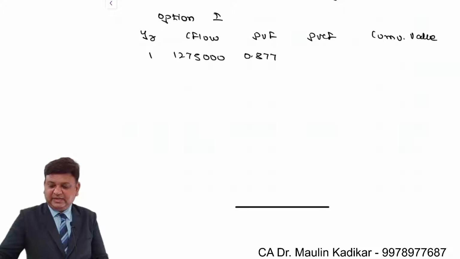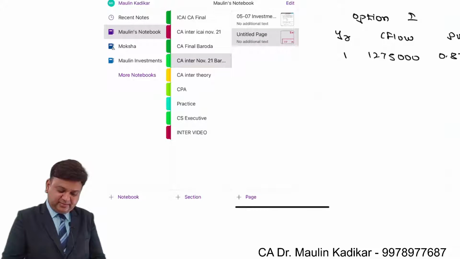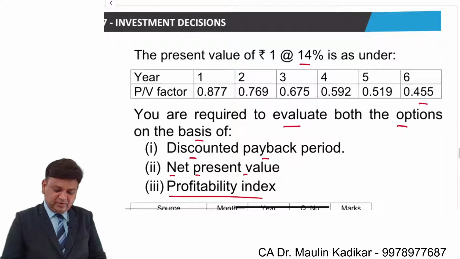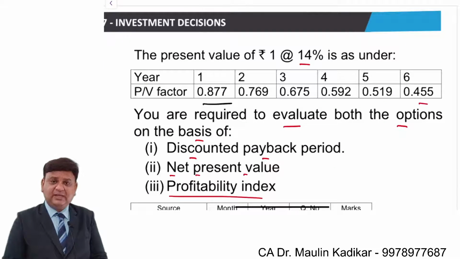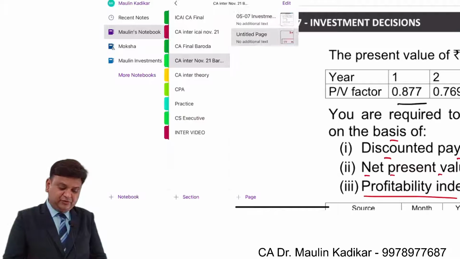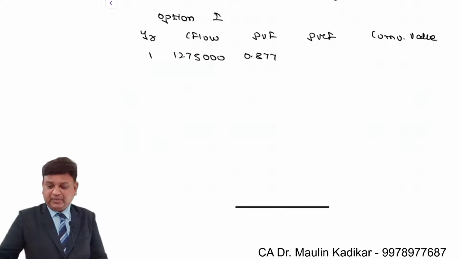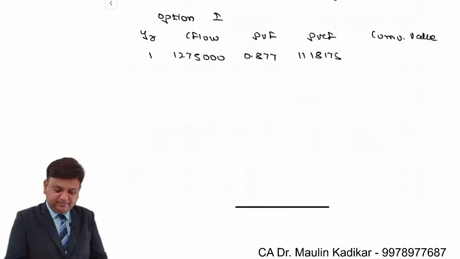Dear students, remember that the factors have been provided to us in the example. And whenever we have been provided with the factors, it is mandatory to use them only for the purpose of doing answer. If at all you are not using them, then in that case you will not be given marks. It is 11,18,175.